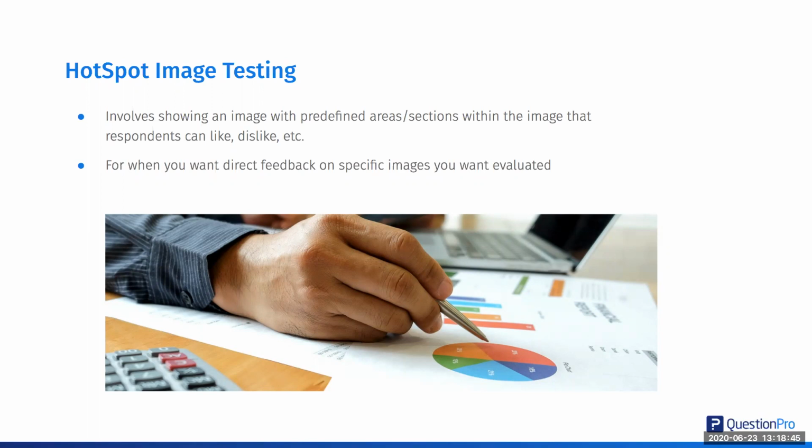But in general, hotspot image testing is a feature in which you show an image, but the sections or areas that you want to evaluate are predefined. Respondents can then select these predefined areas and select whether they like or dislike them, or whatever it is that you're explicitly asking. So from a general standpoint, while heat mapping is more generative when it comes to your insights, hotspot image testing is more evaluative, because you're already asking the members, what do you like? Do you like or dislike these certain areas, or do you feel neutral about them?